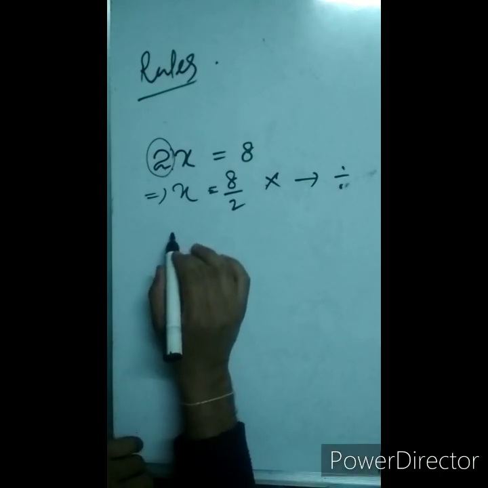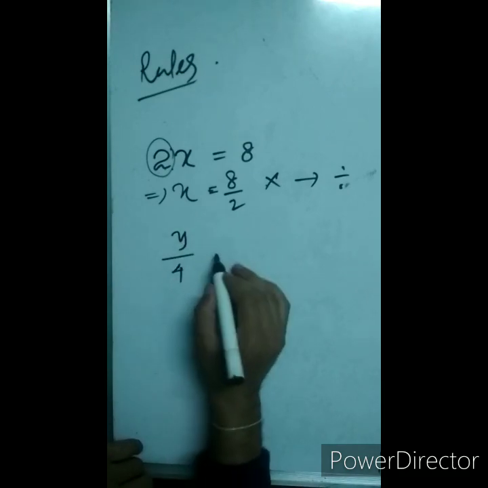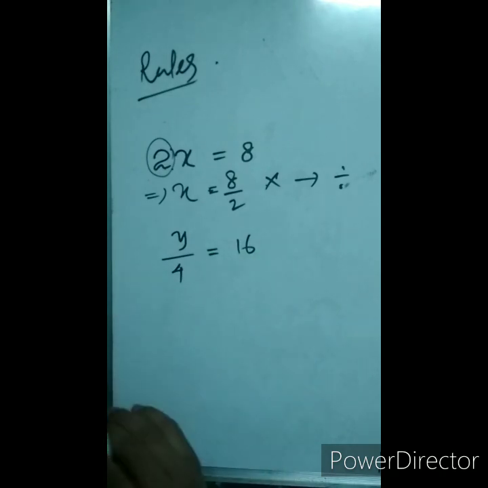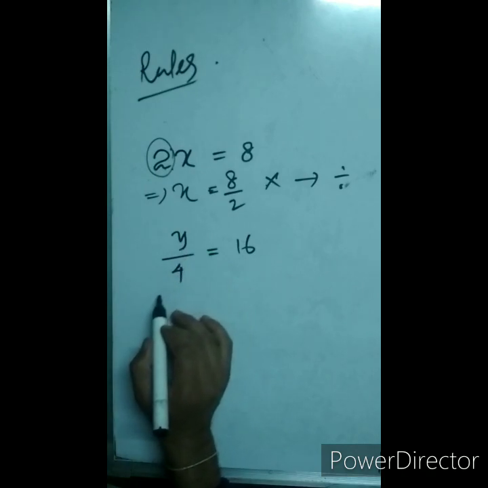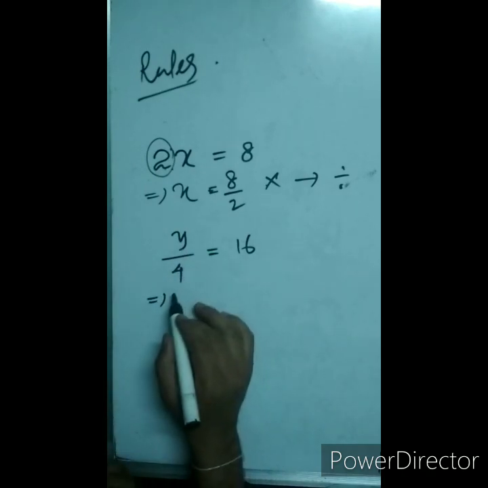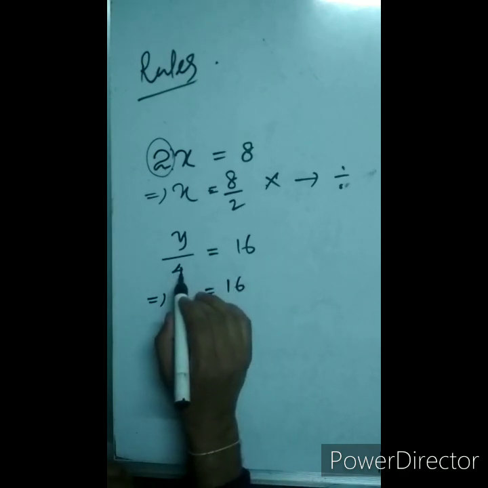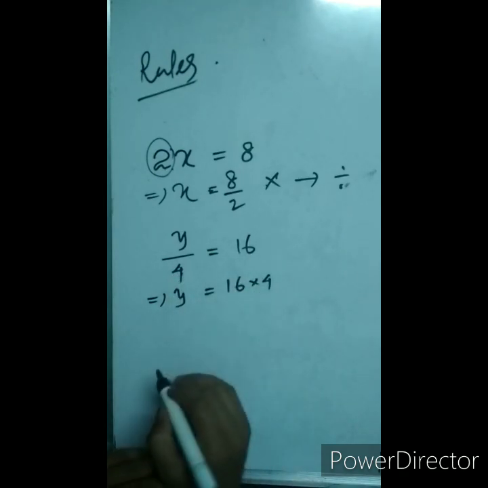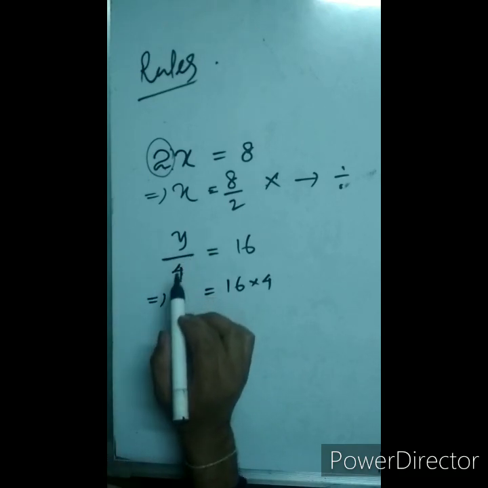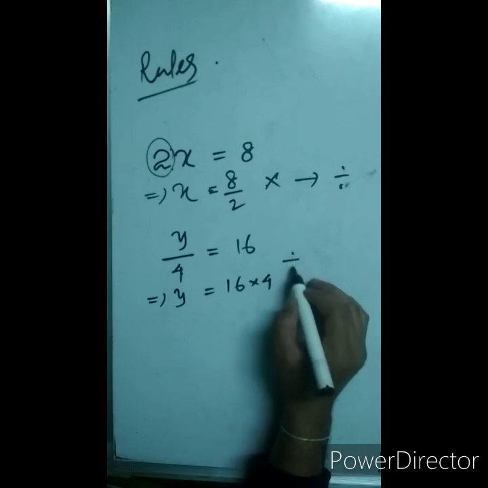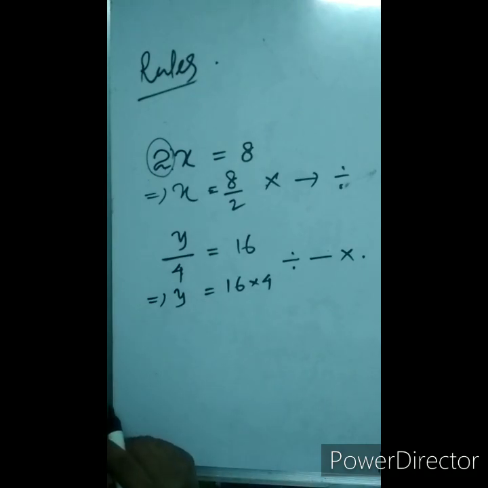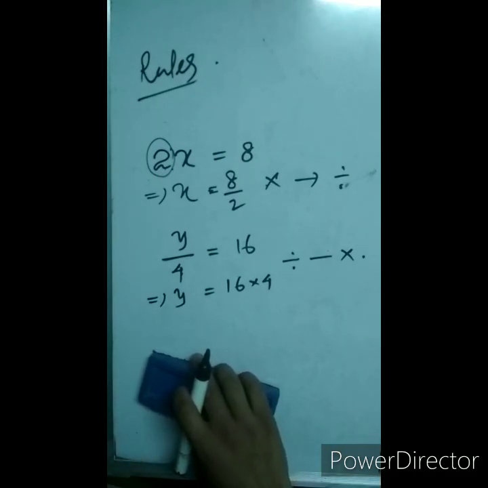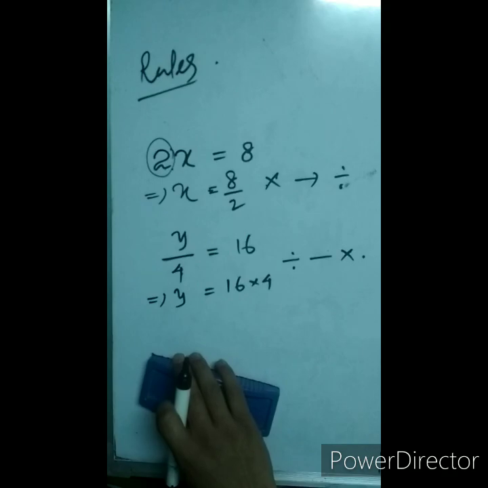And next, y divided by 4 equals 16. So here 4 is dividing y. So when 4 goes to the other side, this 4 will be multiplying here to 16. So division converts into multiplication. So division will be converted into what? Multiplication. So please do not forget, these are some of the basic rules that you are going to follow very frequently in solving the linear equation in one variable.